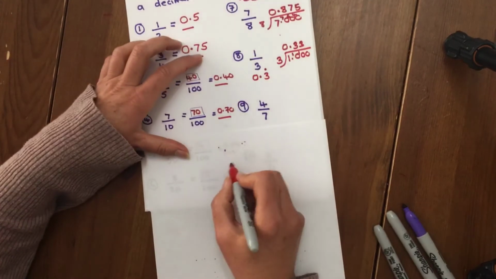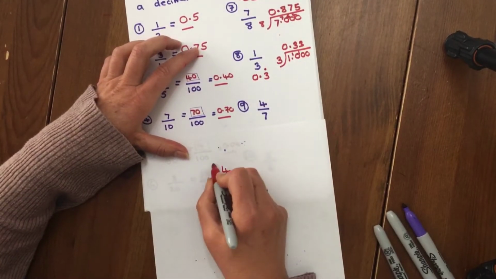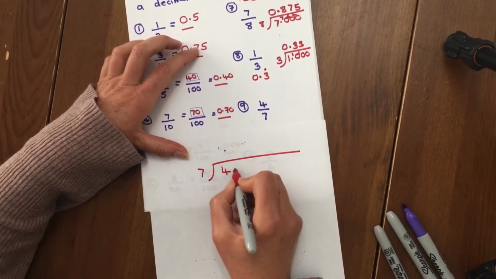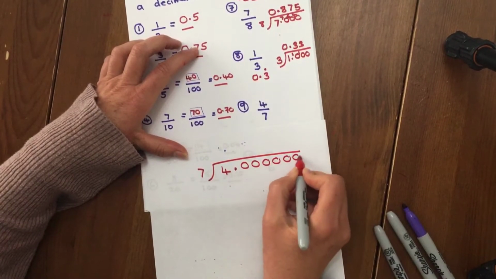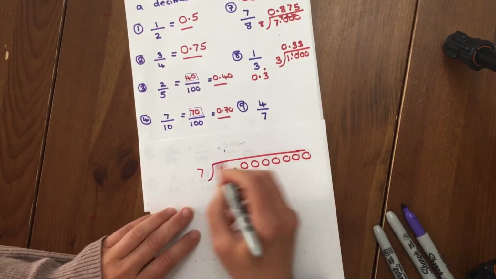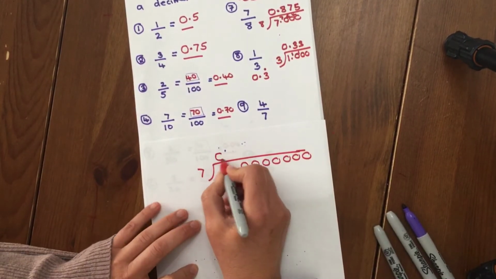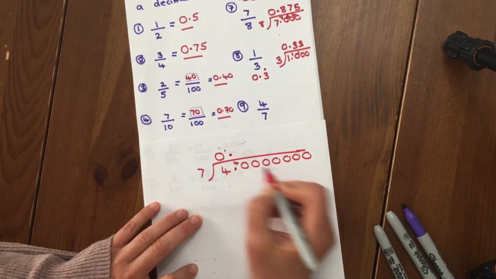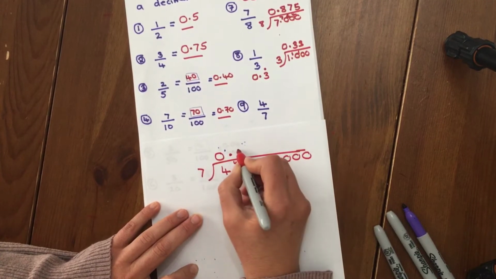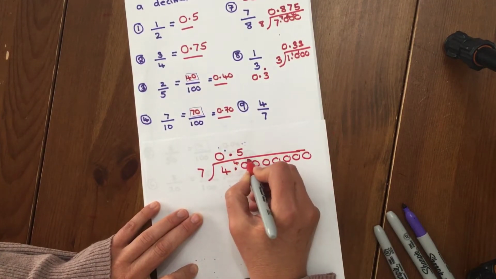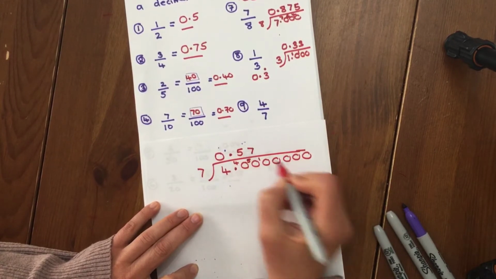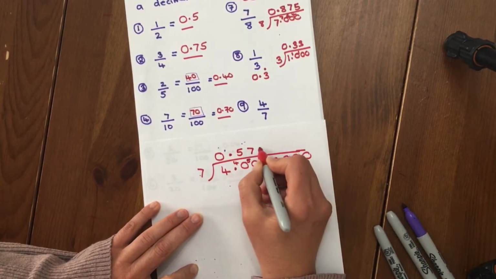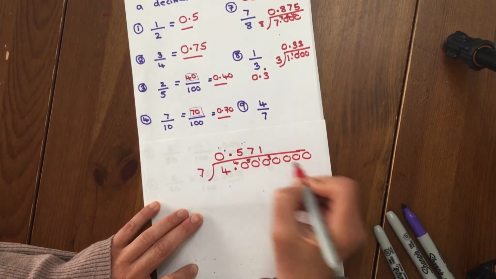So it continues, so 0.3 recurring. Okay, I'm just going to do this next one on here because I might need a lot of room. 4 on the inside of the bus stop, 7 on the outside. 7 into 4 goes 0, 4 left over. 7 into 40 goes 5, 5 left over. 7 into 50 goes 7, 1 left over.